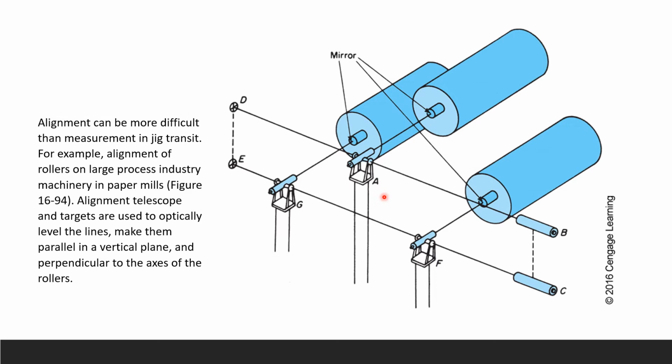Now getting into alignment. Alignment can be more difficult than measurement in JIG Transit, because it takes some time to align everything correctly. For example, in this example we're doing rollers, large process industry machinery in paper mills. An alignment telescope and targets are used to optically level the lines. Alignment is nothing but leveling. Here we're dealing with beams, so the lines have to be made parallel in a vertical plane and then perpendicular to the axis of the rollers.